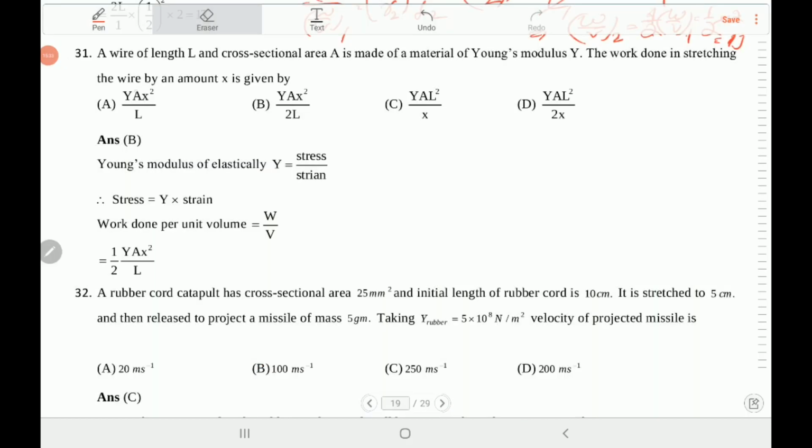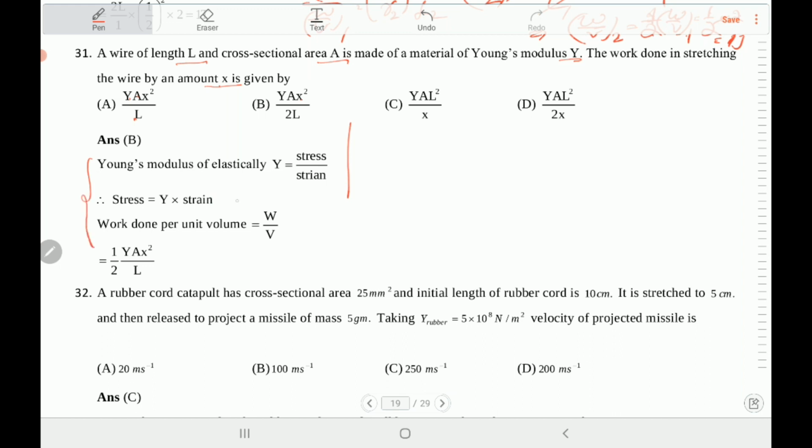Next, a wire of length L, cross-sectional area A is made of material with Young's modulus Y. The work done in stretching the wire by an amount X is? Extension X, length L, area A, Young's modulus Y. Right? The options have YAX by L combinations. No stress is involved here. How do you know stress is not involved? Force is not there, because stress is force by area. Like that you identify. And the solution has been shown here.